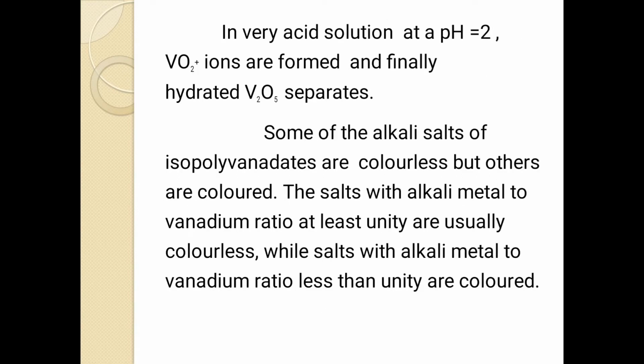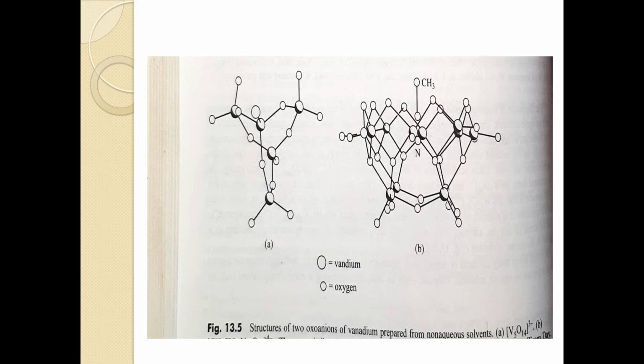In very acid solution at a pH of 2, VO2+ ions are formed and finally hydrated V2O5 separates out. The structure of isopolyvanadate is given in this slide.